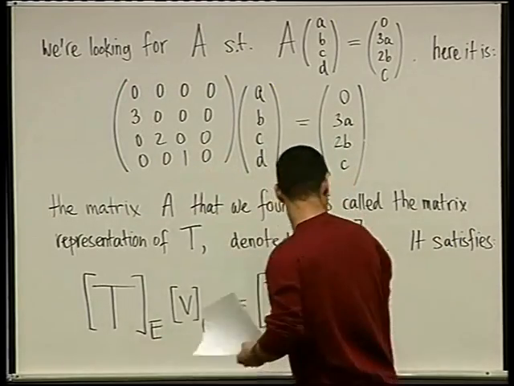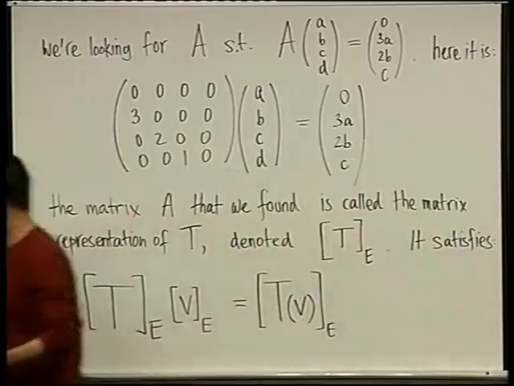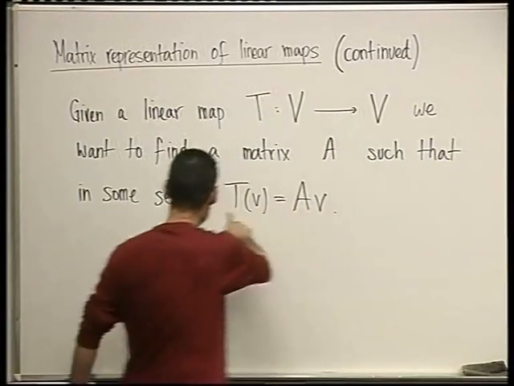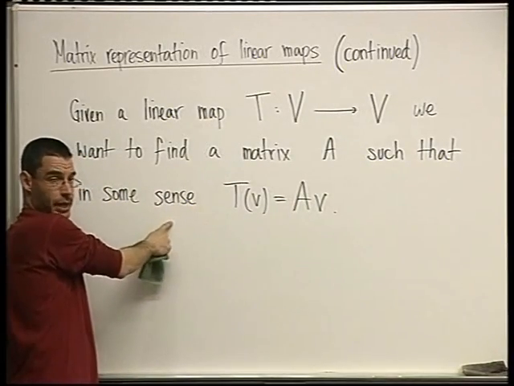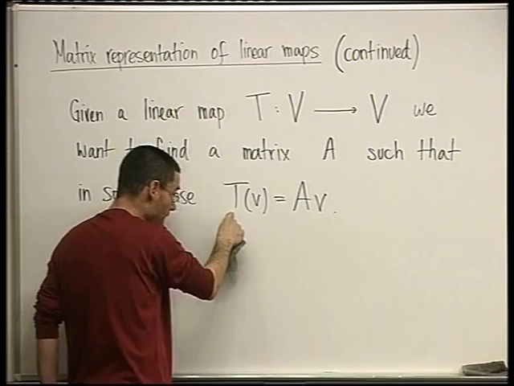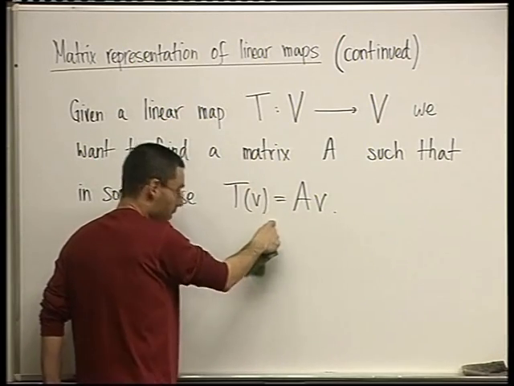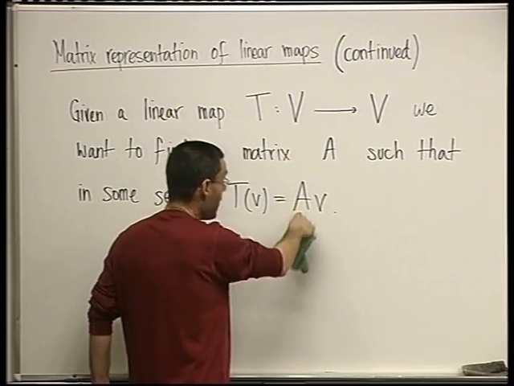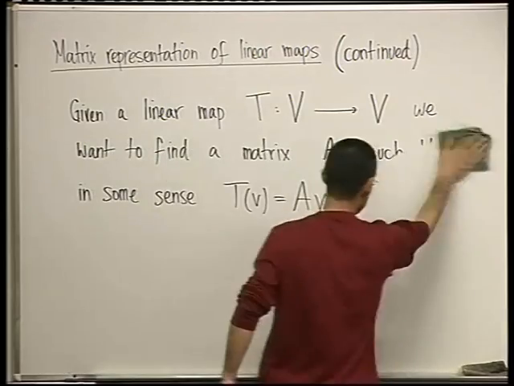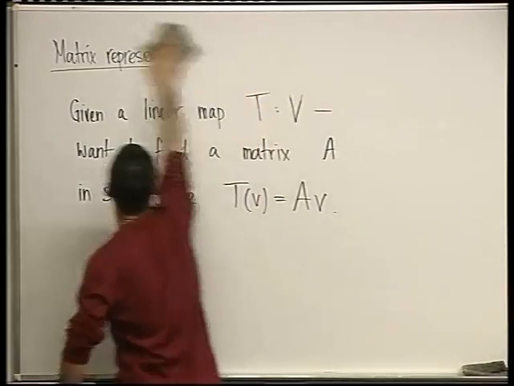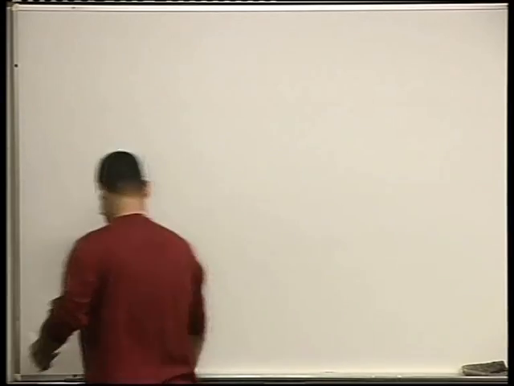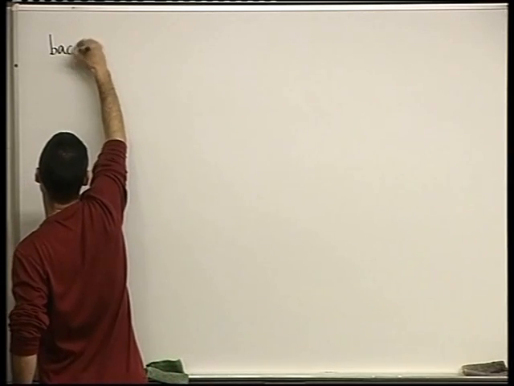Okay, so let's do it. Back to the example. Before I erase this, is the "in some sense" clear now? The in some sense is that it's not going to be T of V equals AV. It's going to be that T of V coefficient vector equals A, which is the representation of T, times V coefficient vector. Okay? So let's go back to the example and show that we indeed get what we wanted. So back to the example.